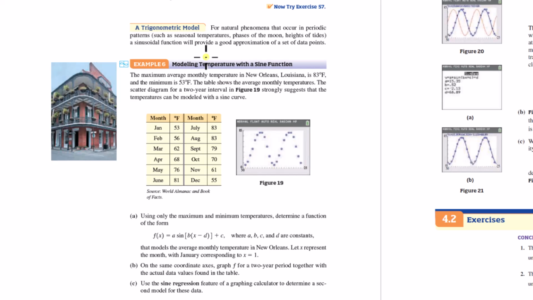Seasonal temperatures, phases of the moon, right? It's like the heights of tides. That's going to be sinusoidal. And you'll see with Fourier transforms, that's a further illustration of why the sinusoid is the king of periodic functions. Okay, and we'll work some examples here.